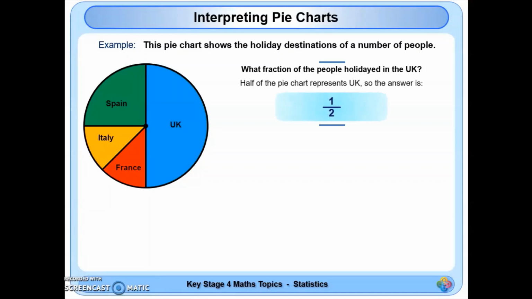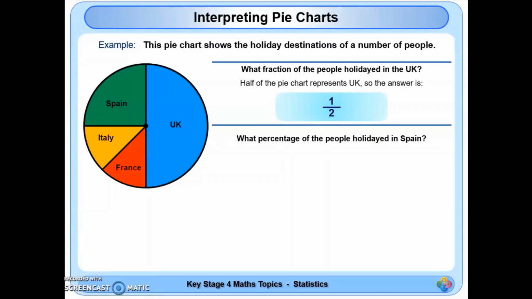First question asks us, what fraction of the people holidayed in the UK? Well, we look at the pie chart. The UK is taking up half of the pie chart. The question wants a fraction as an answer. Nice and simple. The UK is represented by half of the pie chart.